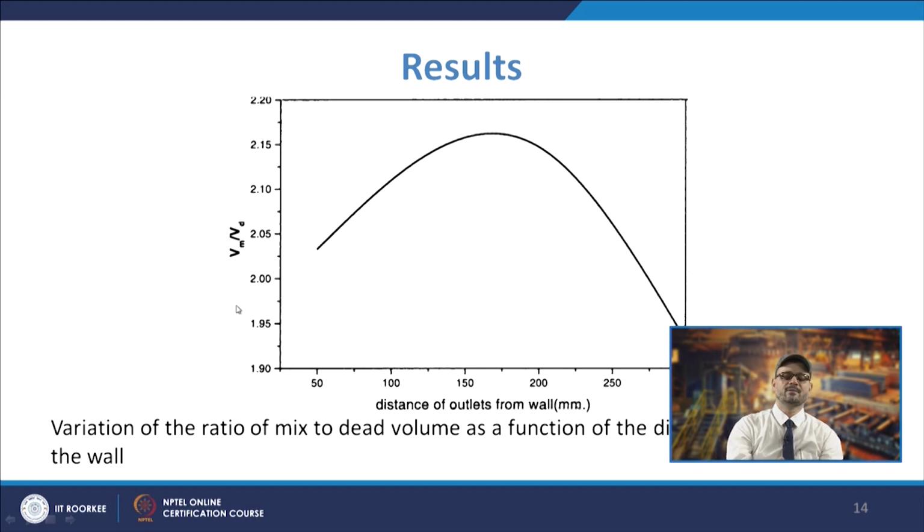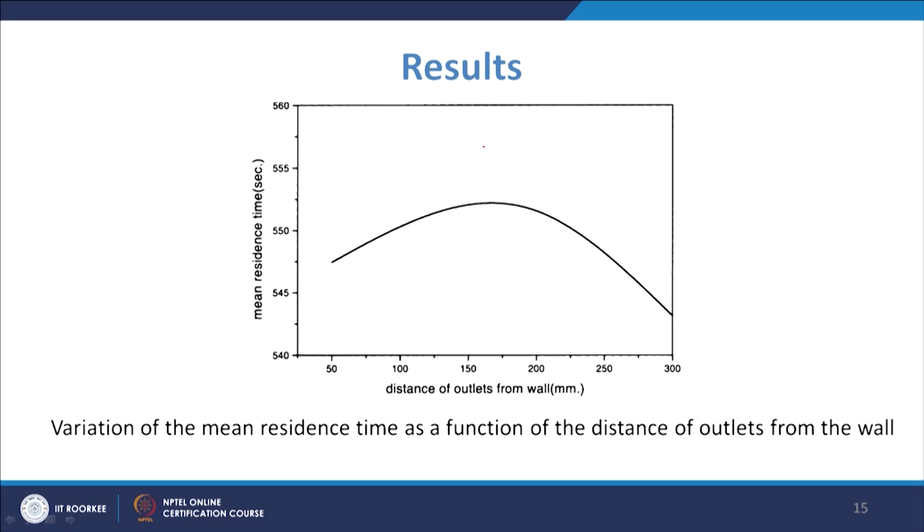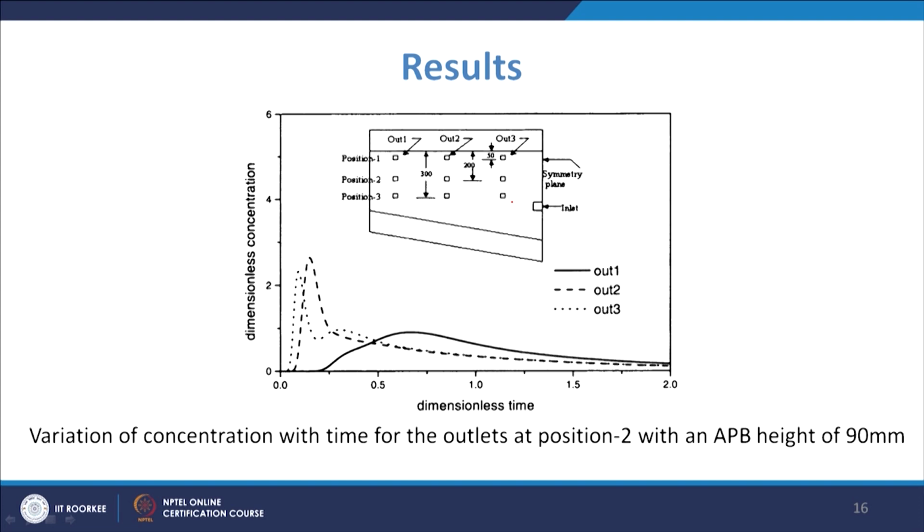So, you have variation of risk. As you see, once you change the first outlet position is at 150, second is at about 200, and third is about 350 or so, 300. In that case, what you see is that at the intermediate position you get this value as the maximum. Similarly, you have mean residence time also, and you see that it is the maximum. So, what we saw is that at position 2 you can have the maximum value of the mixing parameter calculation.